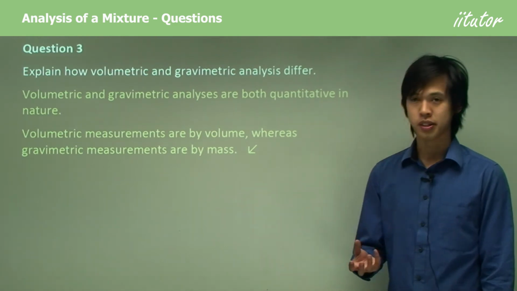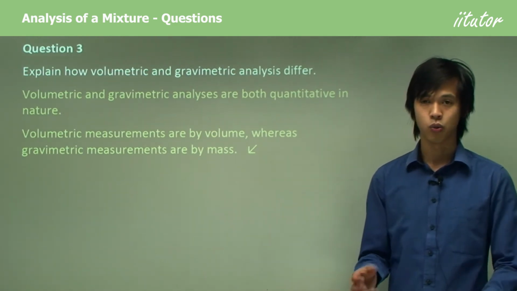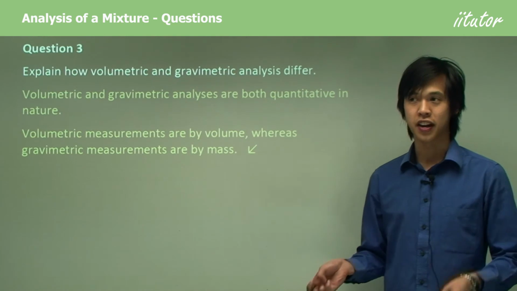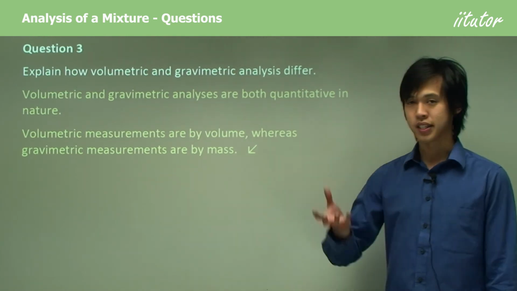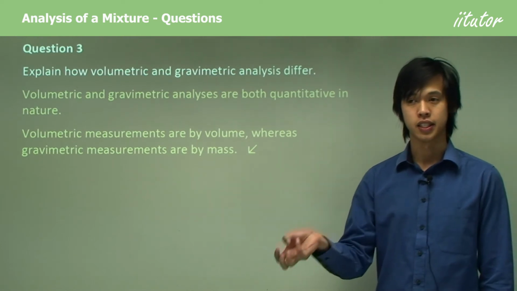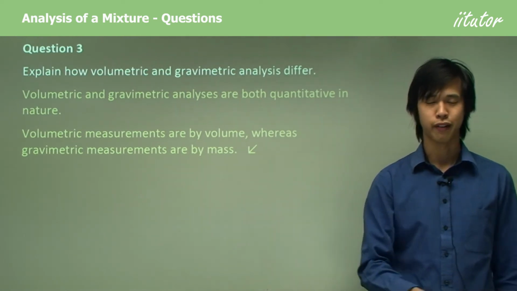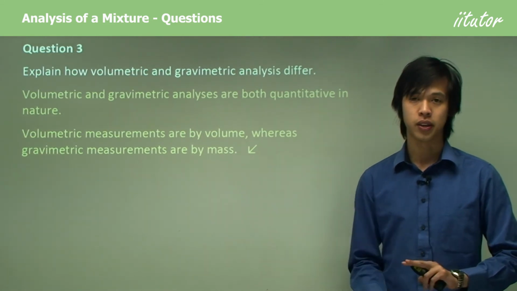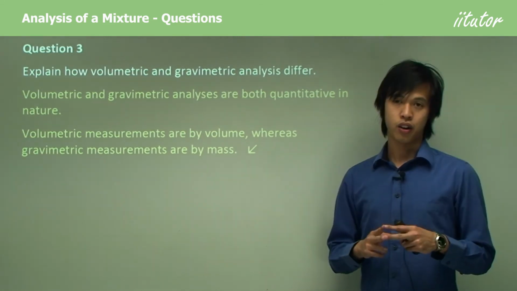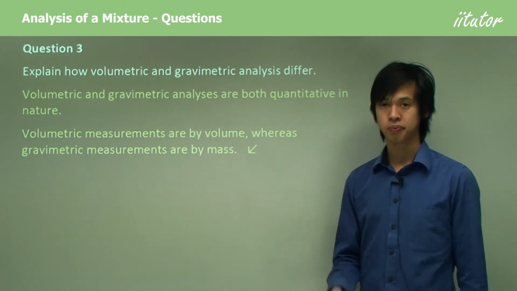Whereas gravimetric measurements are done by mass. So we're actually looking for the mass of something. Usually we find it by weighing something. There's a little bit of a confusion with physics about that. Basically, we're looking for the mass of a particular substance, whereas in volumetric, we're looking for the volume of a particular substance. So there's two measurements that we can take. They're related, but they're not the same. So that's how they differ.